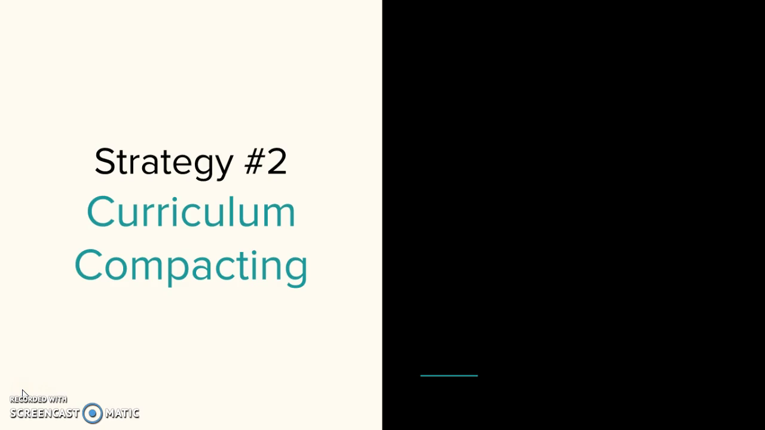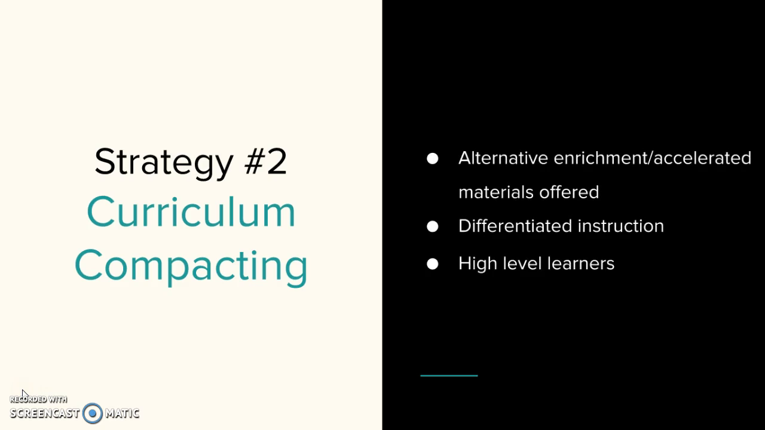Strategy number 2, curriculum compacting. This method is used after data has been collected. Designed to assist students who have mastered at least part of the material being taught, the teacher offers alternative high-interest enrichment or accelerated materials through guided activities or learning centers. It is a type of differentiated instruction geared for higher achieving students.